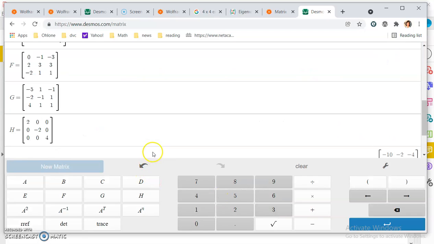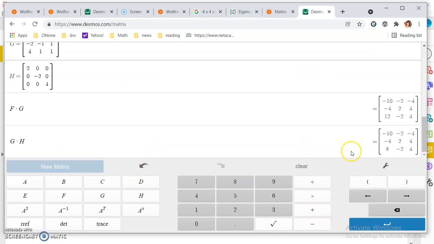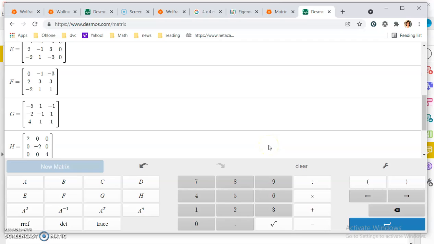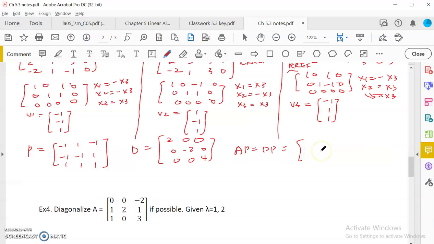I think I did actually multiply. Did I? No, I did not. But you can just copy from the previous and they should be the same. So this shows us that A is PDP inverse. I'll do another example in the next video.